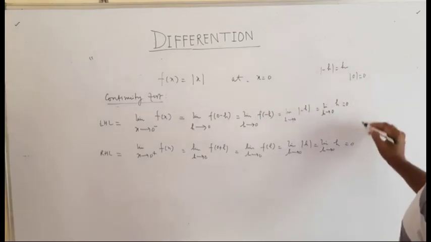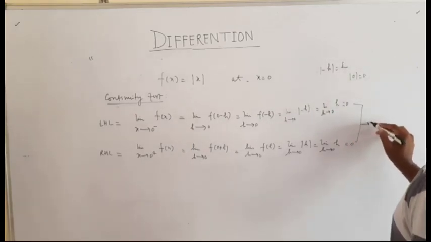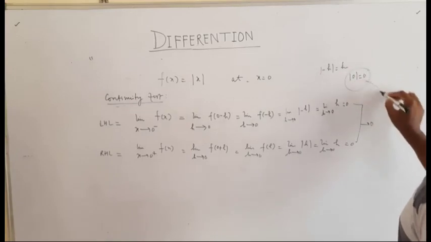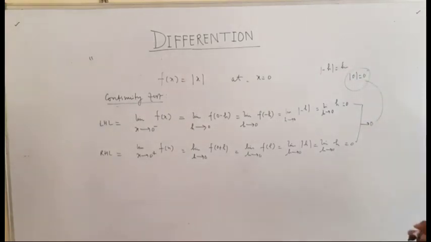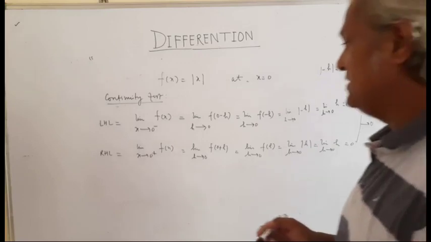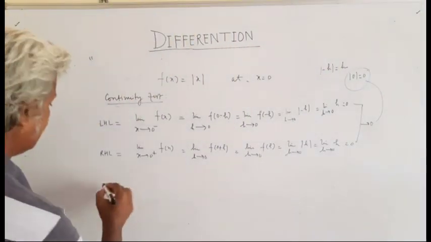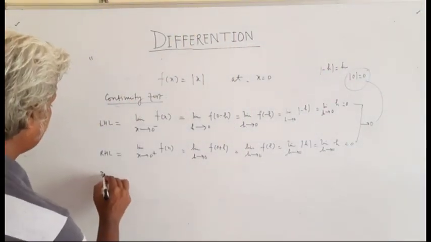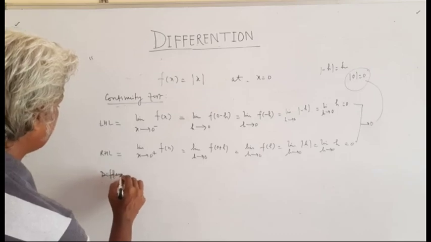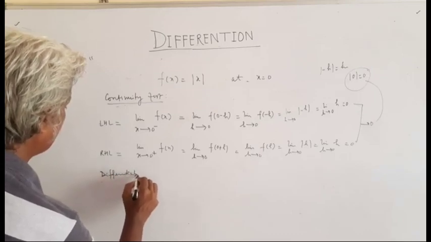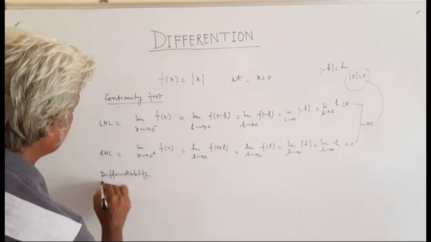So the value of the limit is 0 and the value of the function is also 0, so this function is continuous. Now check the differentiability test. Differentiability test.